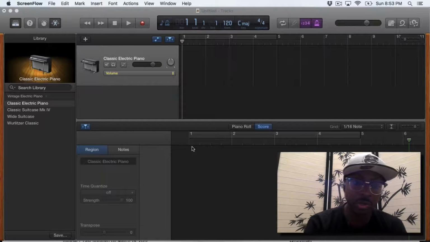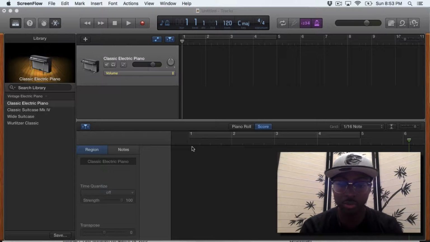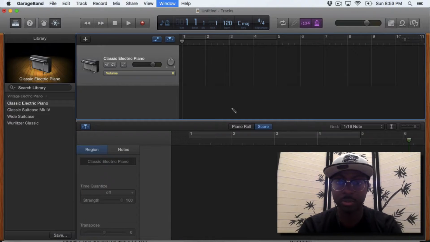So I'm going to go ahead, record, and play 4 quarter notes for you. I'll hit Control K and bring up this keyboard. Here we go.